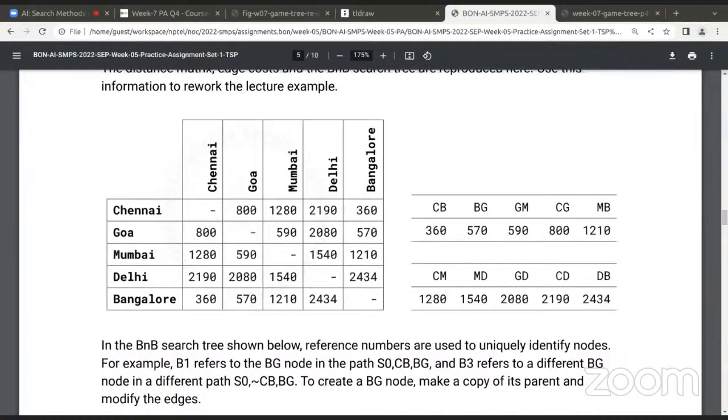Did Himanshu get the idea? I think it is connected. Oh, yes. Okay. No problem. Maybe it got disconnected. One minute. Okay. Now you see.